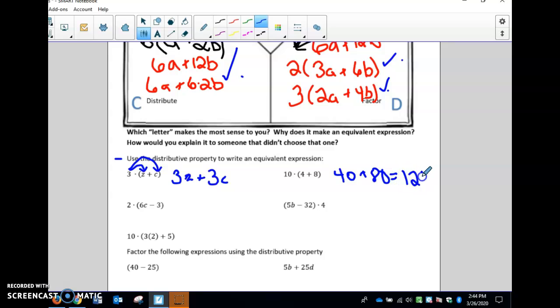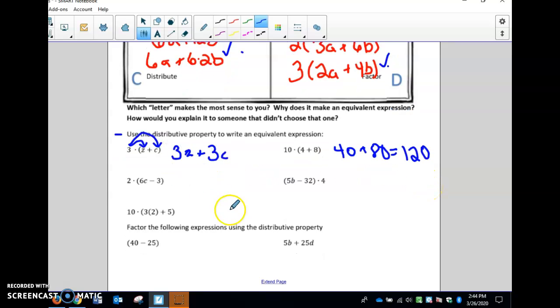Now, some of you might have seen, like we did in the last video, 8 plus 4 is 12. So 12 times 10 also is 120. So you can see that there are lots of ways of thinking about this, especially when you don't have variables. But when you have variables, it gets a little bit more consistent. Here with the distributive property, 2 times 6c is 12c.